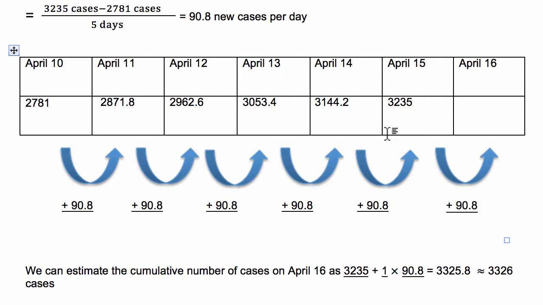3,235, the number of cases on April 15th, plus 1 times 90.8. We'll add 90.8 to 3,235 one time. We get 3,325.8. And since this is the end of the problem, we will round that to 3,326 cases. That is, as of April 16th, we speculate that there were around 3,326 total cases of SARS.